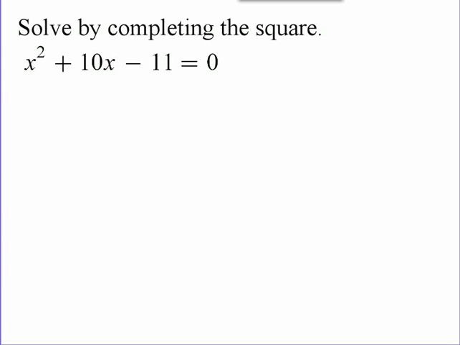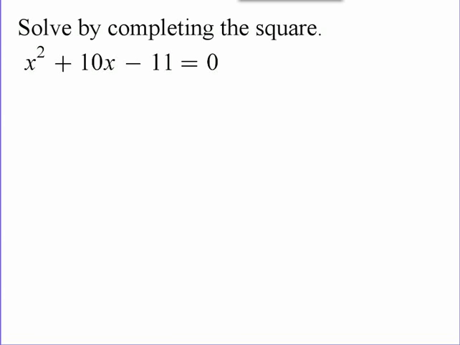So first of all, we're going to look at this one. x squared plus 10x minus 11 equals 0. This is a quadratic. We could graph this. We could factor this. Now we're going to complete the square. There are multiple ways to solve quadratics. This one actually factors fairly easily, but we're going to go ahead and use completing the square.